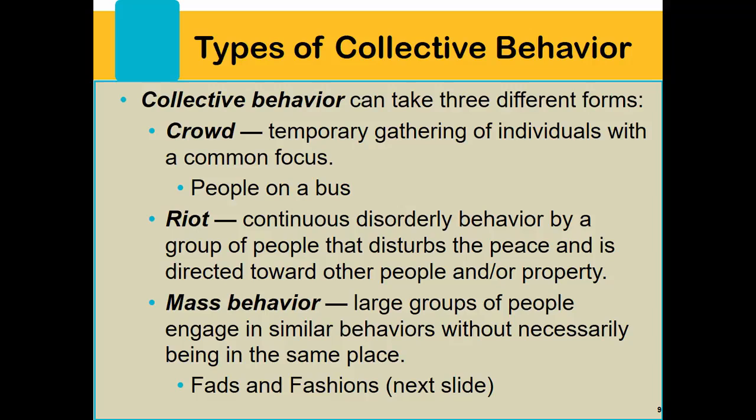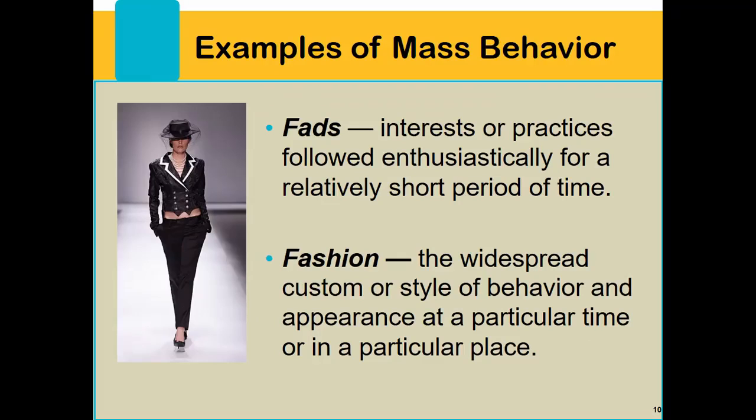As is obvious, a riot is most is the thing that contagion theory and emergent norm theory is going after. And then mass behavior occurs when large groups of people engage in similar behaviors without necessarily being in the same place. So as opposed to a crowd or a riot, with mass behavior, people don't all have to be in the same spot. And we see this in the form of fads and fashions.